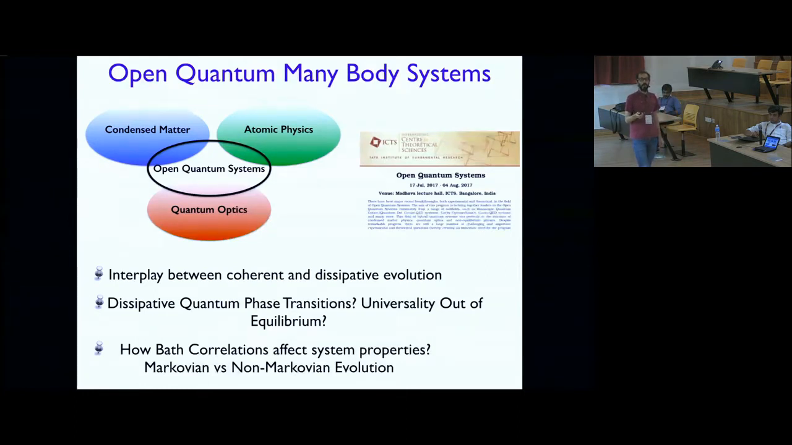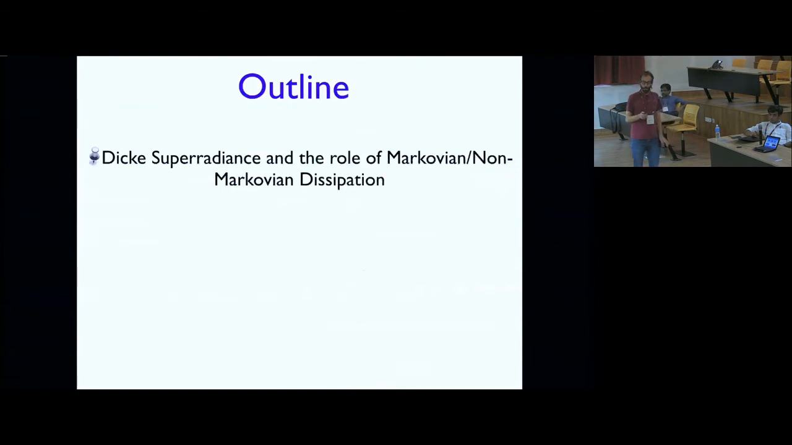Or you can even ask how the bath and the environment shape the system properties, and what is the connection between having a Markovian and a strongly non-Markovian environment. So I will discuss in more detail some of these questions, focusing on two specific examples. In the first case, I will talk about the Dicke model, which is probably the simplest light-matter model that exhibits a phase transition, a superradiant phase transition, and study how the presence of non-Markovian dissipation will qualitatively change the physics of this phase transition.